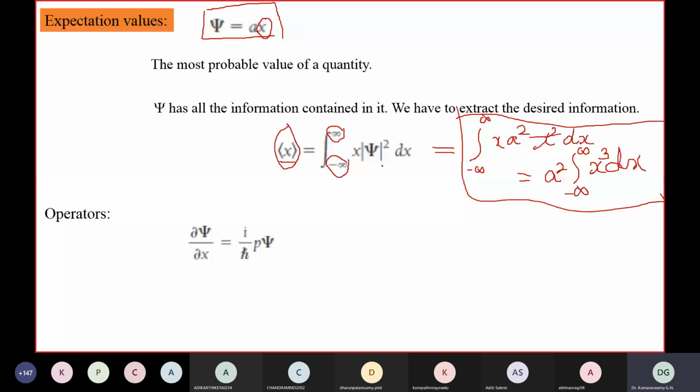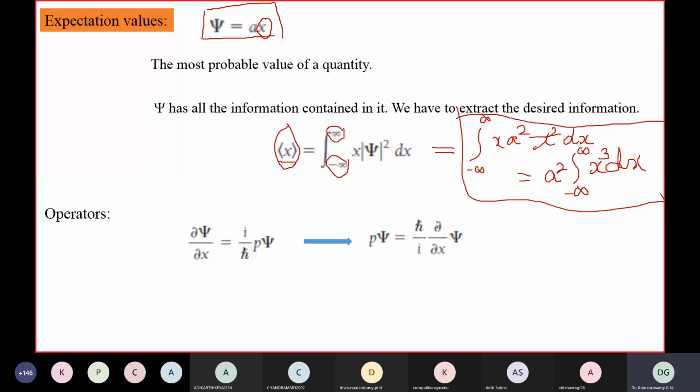See, we have this previously: dou psi by dou x is equal to i by h cross p psi. Right? Now, you rewrite this. What do you get? P psi is equal to h cross by i dou by dou x of psi. Okay. See, one more thing.